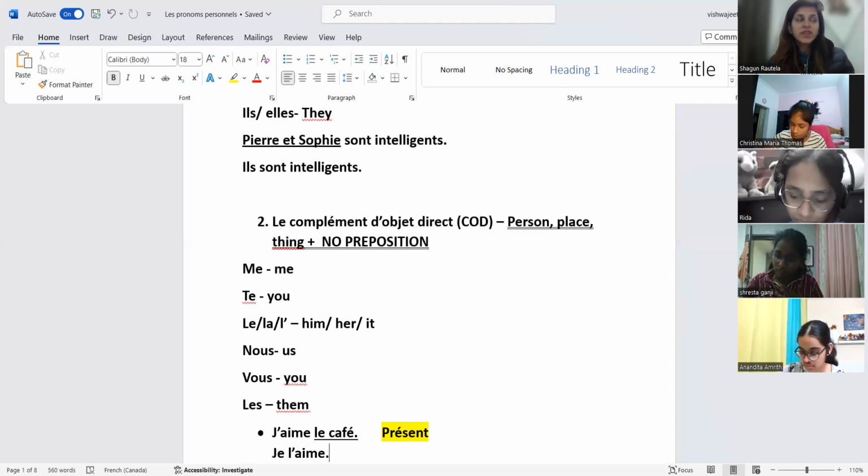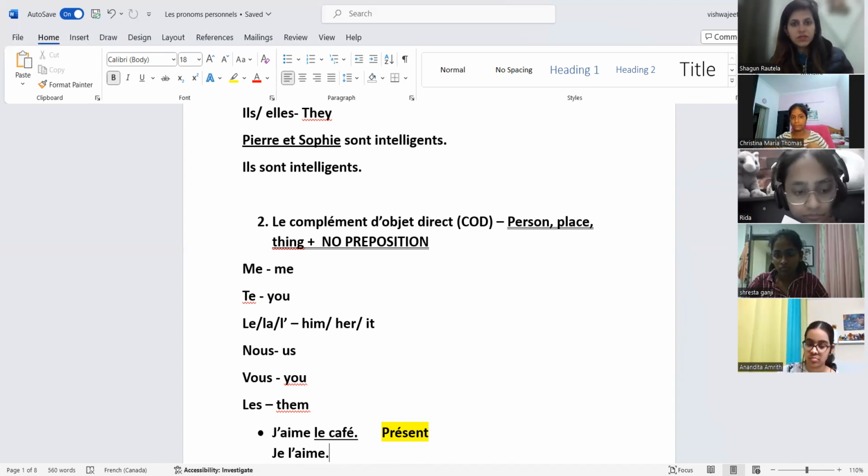While we do this topic, there are different types of sentences that you will be seeing again and again: present tense, passé composé, two-verb sentence, imperative sentence. So the placement of these pronouns in all the sentences will be different. I've given you all the examples. The way I'm doing, you can also simply replicate and learn the same way.